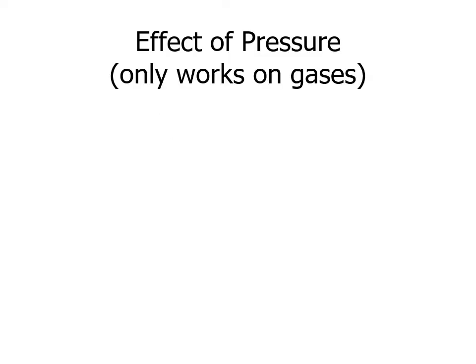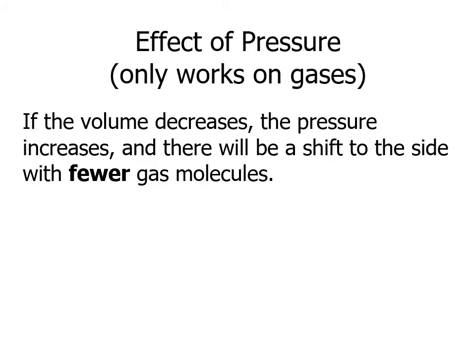Pressure on systems that have gases. So if the volume decreases, then the pressure increases. So you have this closed system sitting at equilibrium. If you decrease the volume, a corresponding increase in pressure will happen. There's going to be a shift to the side with fewer gas molecules. So if you bring the pressure up or the volume down, it is going to shift to the side that has fewer gas molecules.